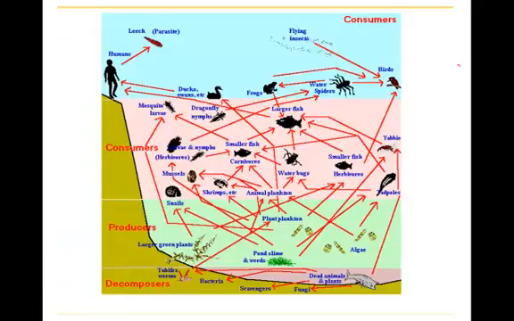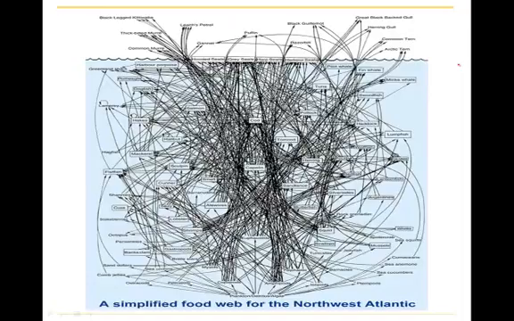Here's another example of a food web, and I really like this next one I'm going to show you. There you go. This is a simplified food web for the Northwest Atlantic. You notice that it's in the rectangles out here in the center where you see many of the species. Those are many different species of fishes that are found out there.